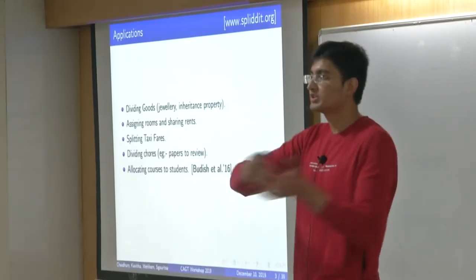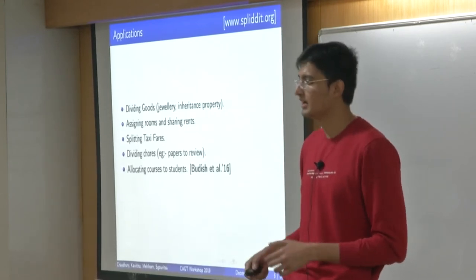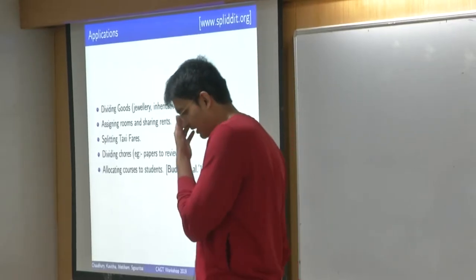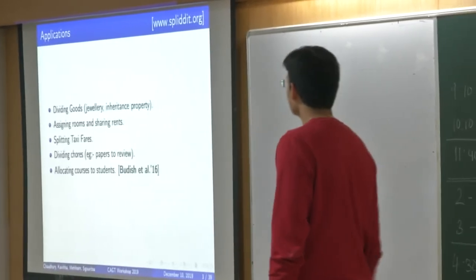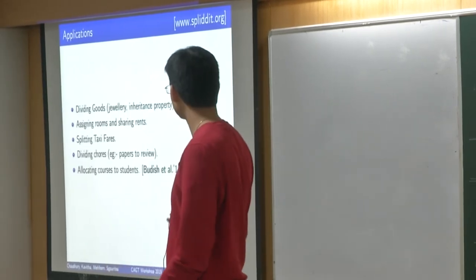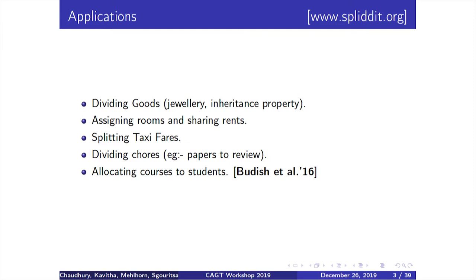If you want to move away from goods and move to the setting of tasks, you can split tasks such that you don't overload any particular agent. You can fairly divide chores. This is also an application. And quite recently, you would find applications on, say, assigning courses to students. This actually has been implemented by Budish and others, mostly at the Wharton School at UPenn. If I wanted to do justice to applications, I guess this talk won't be enough. But I just want to tell you that it is very well motivated, and for more, you can look this website up.